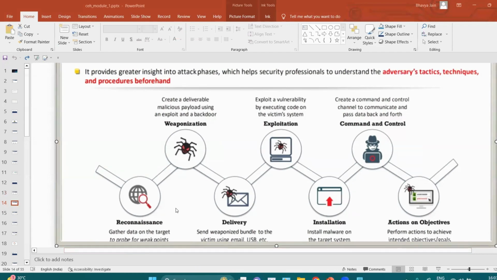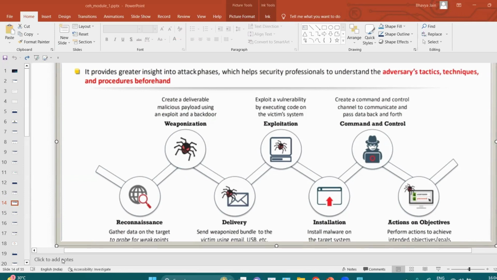Then we have weaponization. Weaponization is where you are creating any malware, malicious exploit, or payload, anything malicious which can harm the target machine. So in weaponization, you are creating something. In this course, we are also going to create some weaponization. In weaponization, you can create from the start, or you can create with the help of any tool.